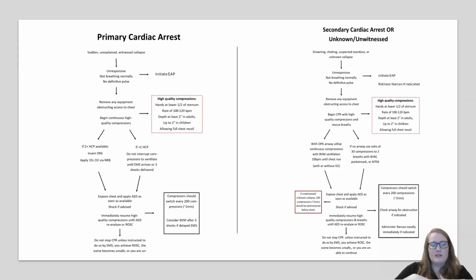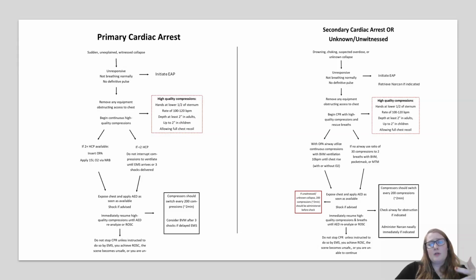Right, once the AED is ready, we've exposed the chest, put the AED on. If it's shock advised, we shock them, and we immediately resume high quality compressions, right? We know that part of the algorithm is always the same. We immediately resume, and we don't stop unless EMS tells us we can't continue, a brusque happens, things of that nature.